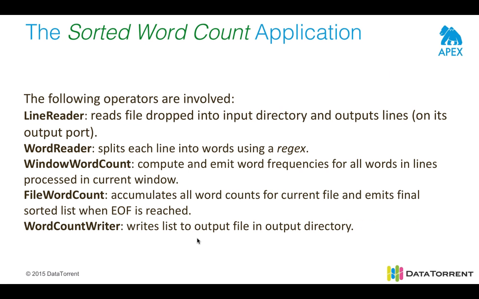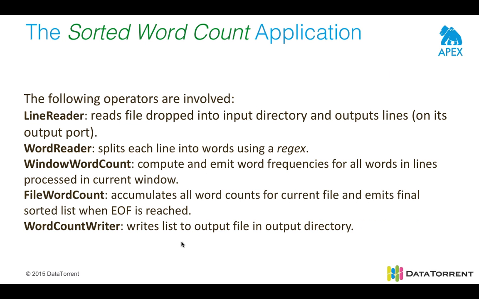The sorted word count application monitors an input directory, and you can drop a text file in there, and what it will do is process that text file, compute the word counts of all the words that occur in that file, and then write an output file into the configured output directory with one line per word, showing you both the word and the frequency of that word. And that list will be sorted in descending order, so the most frequent words will appear at the top of the output file.